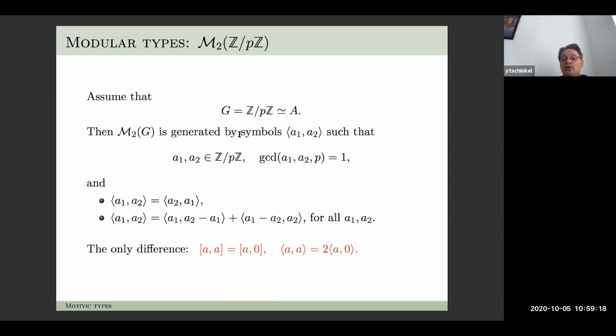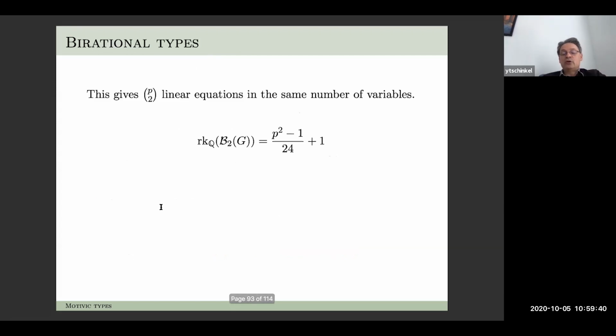So suppose you want to find out, what's the dimension of this group M2 of G? We have to solve linear relations over Q, in the vector space spanned by these symbols. And how many symbols do we have? A1, A2, they go over roughly P squared. And those are the relations. So you have P squared linear equations, the same number of variables, and you start computing, and you find (P squared minus 1) over 24 plus 1.